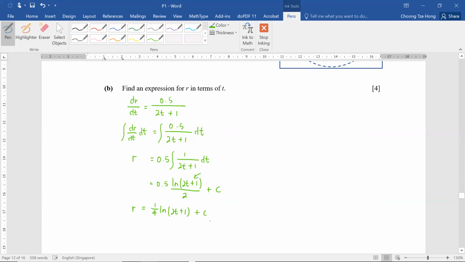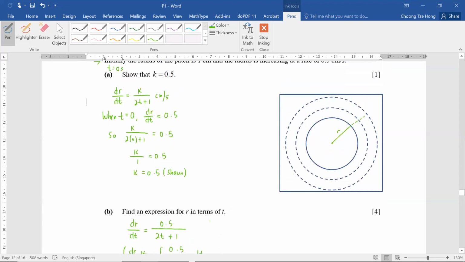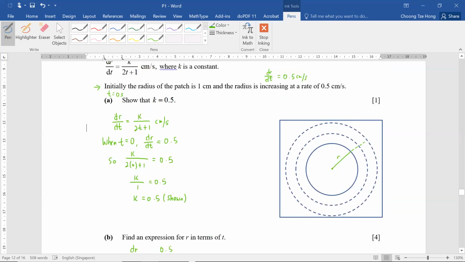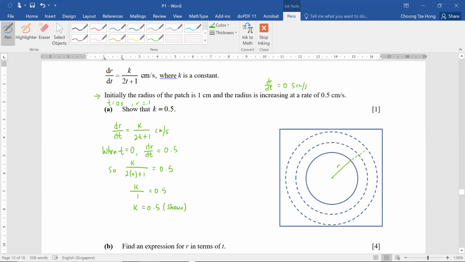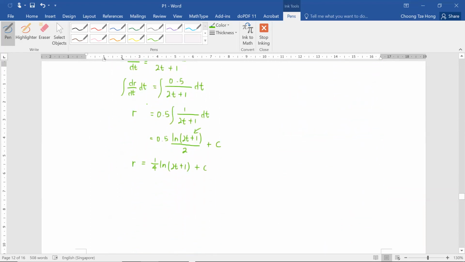To find this value of c, we need to look at this particular expression. Initially, the radius of the patch is 1 cm. So if the initial radius of the patch is 1 cm, it means when t is 0, r is equal to 1. We need to make use of this piece of info to help us find c. That's basically what we are going to do now.